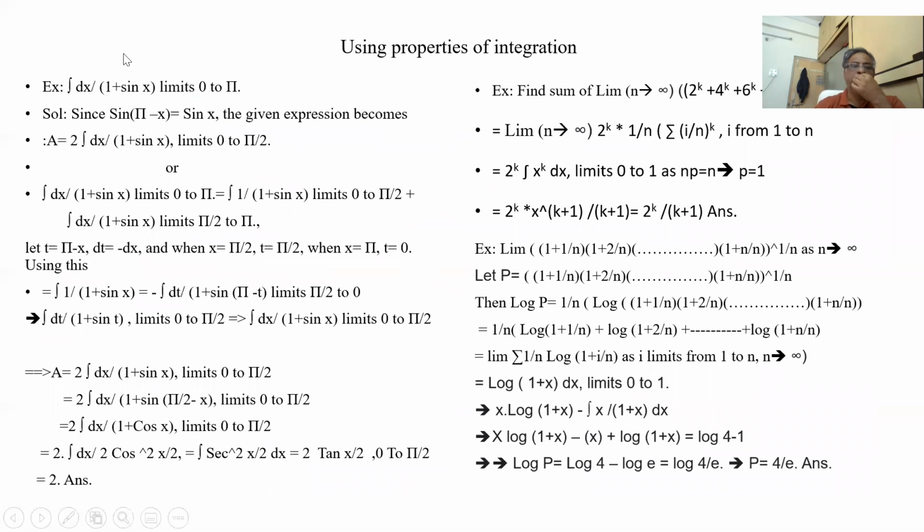Let us see. Integral dx by 1 plus sin x, limits 0 to pi. The sine of pi minus x is what? Sin x. That means sine of pi minus x is sin x. So the given expression becomes 2 into integral dx by 1 plus sin x, limits 0 to pi by 2.